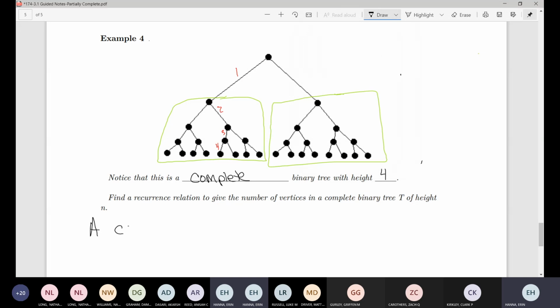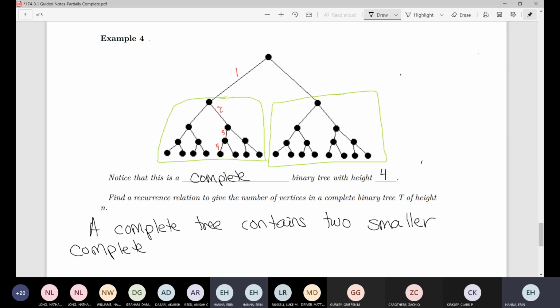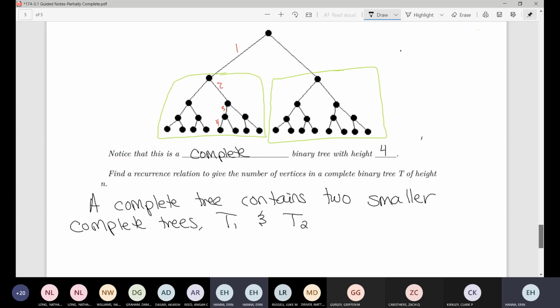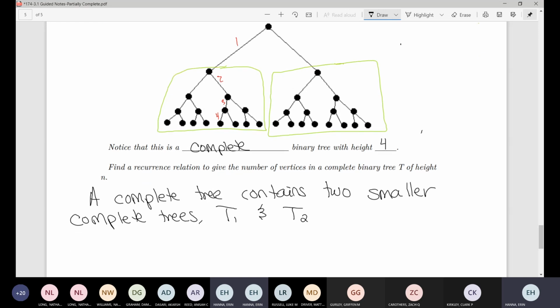So note that a complete tree contains two smaller complete trees. Let's just name them T sub 1 and T sub 2, just so that we can use them later. And essentially, the difference between those two tinier trees and the original tree is that they're joined at a root.